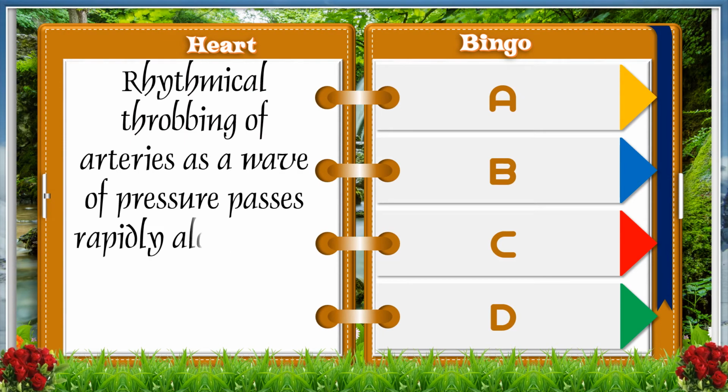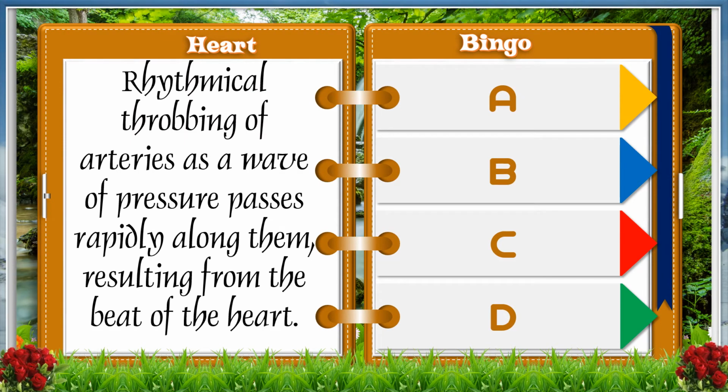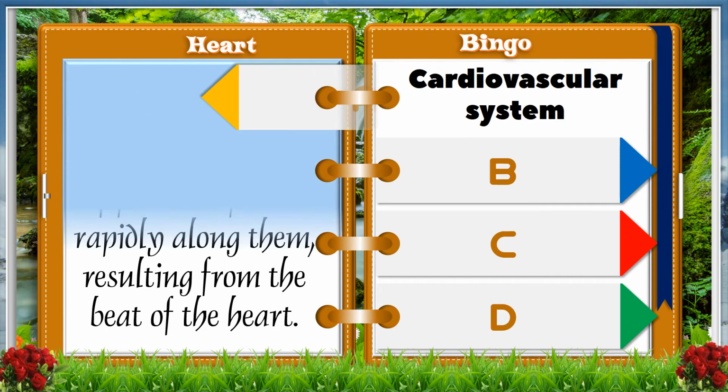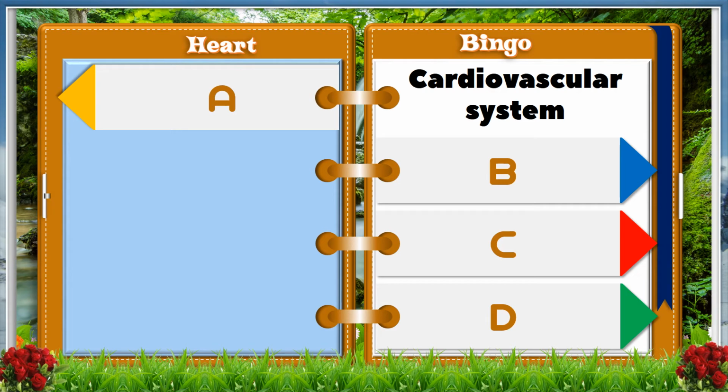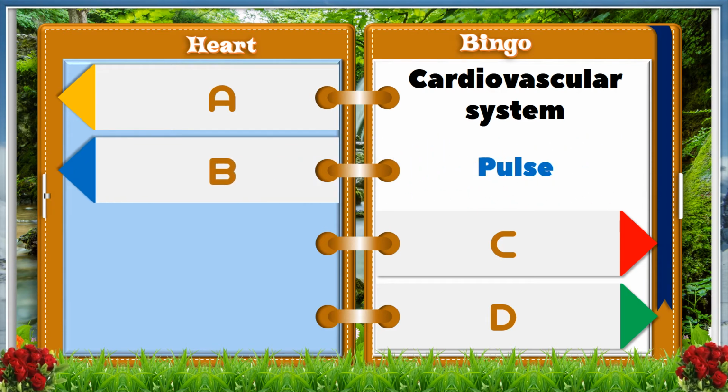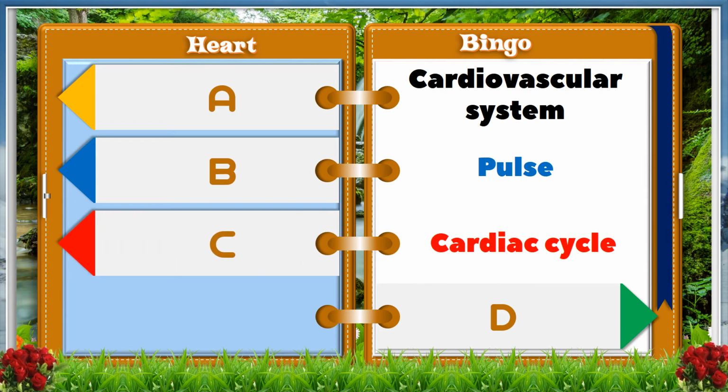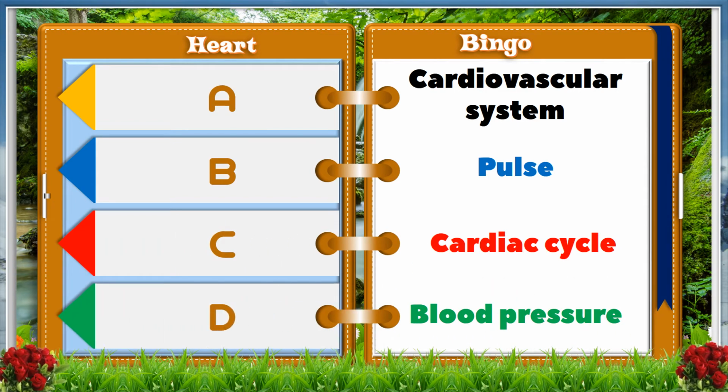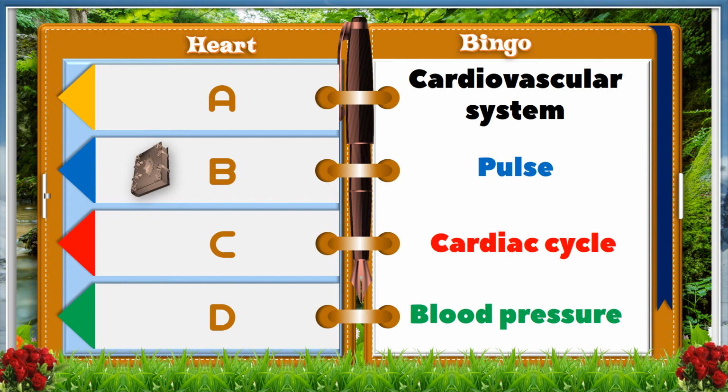Rhythmical throbbing of arteries as a wave of pressure passes rapidly along them, resulting from the beat of the heart. A. Cardiovascular system. B. Pulse. C. Cardiac cycle. D. Blood pressure. And the answer is B. Pulse.